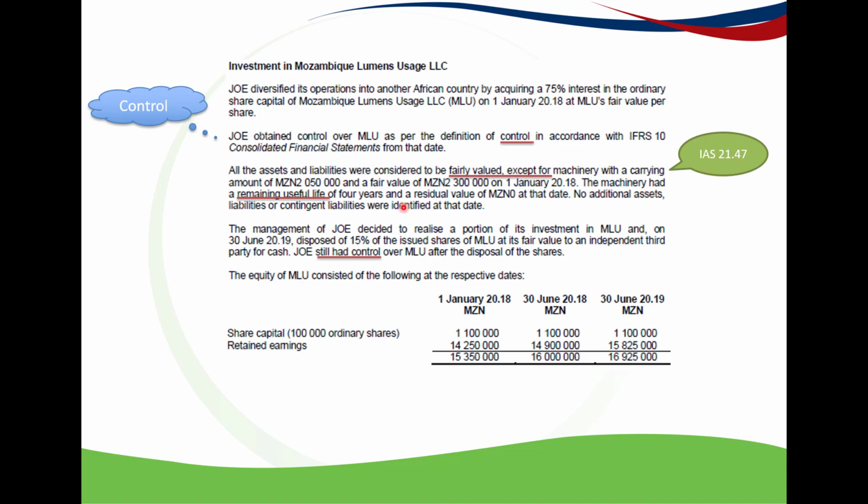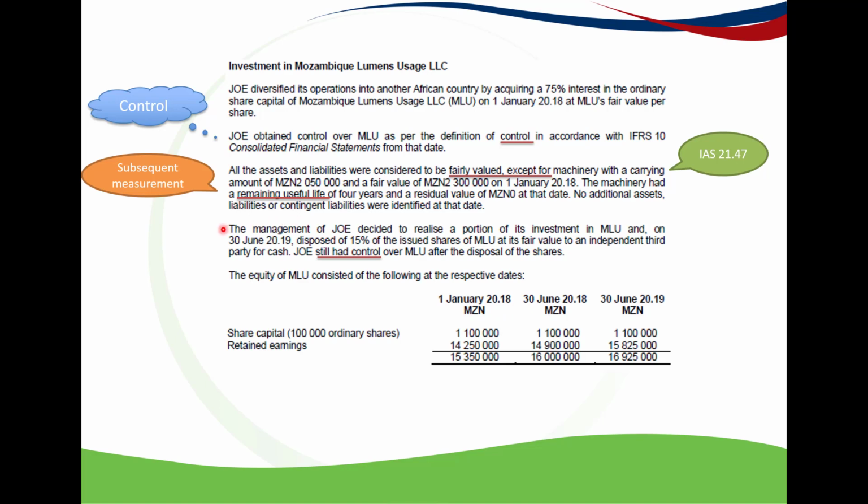The machinery had a remaining useful life, so we know that there will be subsequent measurement, and we know the tax rate will be 32% in this case, and a residual value of 0 at that date. No additional assets or liabilities or contingent liabilities were identified. So at this point we are able to calculate its goodwill because we can calculate the consideration. We have the net asset value on the date of acquisition plus the fair value adjustment, and we know that NCI is measured using the proportionate share.